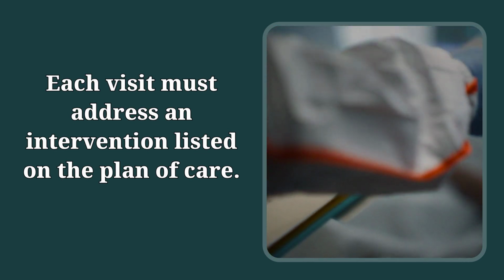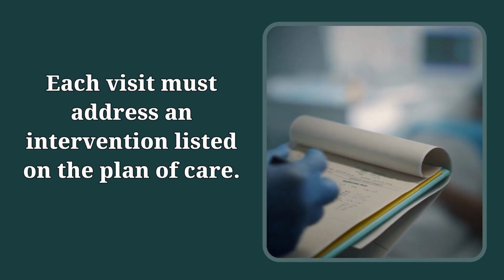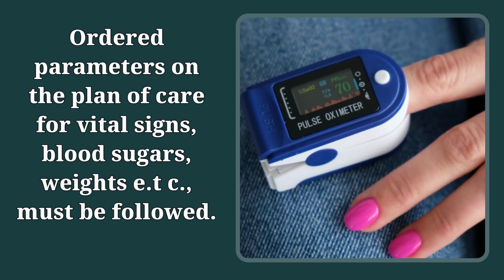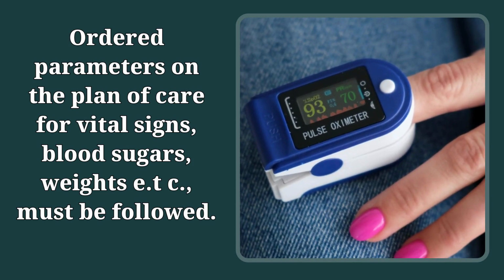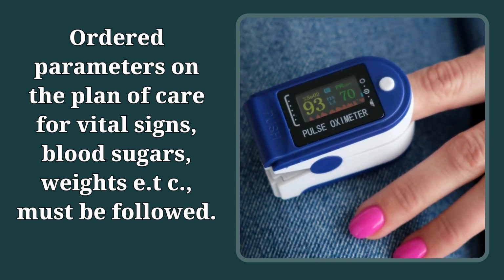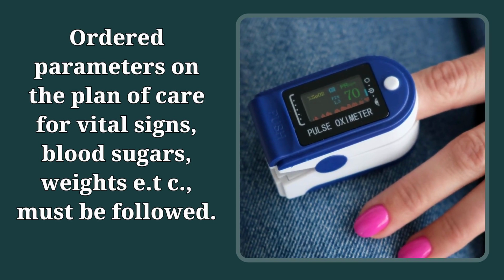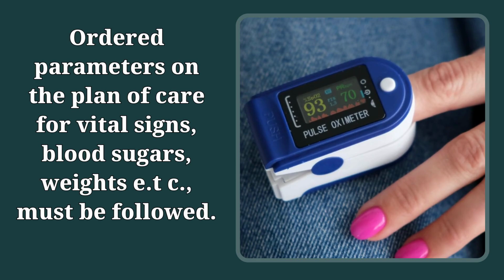Note any changes on the plan of care, such as new post-hospital orders following a resumption of care. Ordered parameters on the plan of care for vital signs, blood sugars, weights, etc. must be followed. All vital signs outside the stated parameters on the plan of care must be reported to MD while still at the patient's home. This includes all unusual findings. Note down who you spoke to from the doctor's office.